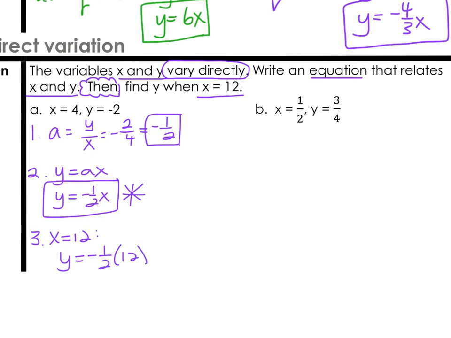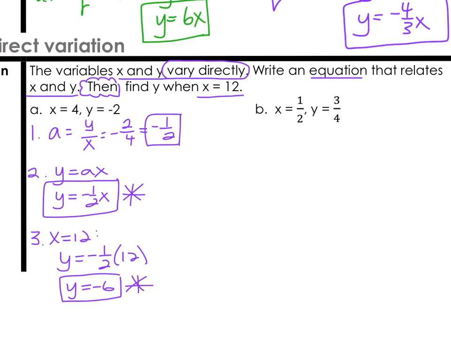-1/2 times 12 would be -6. So when X equals 12, Y equals -6. Done, just like that. Over on the right, we know we're going to have fractions at some point, so we might as well just get that out of the way right now. When X equals 1/2, Y would equal 3/4.